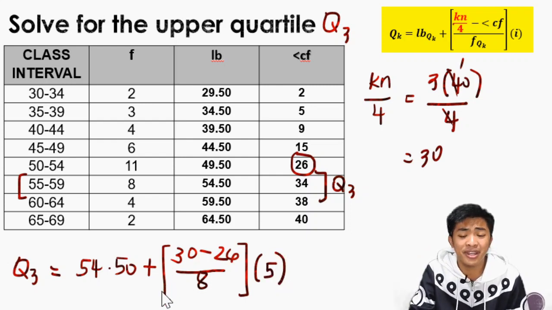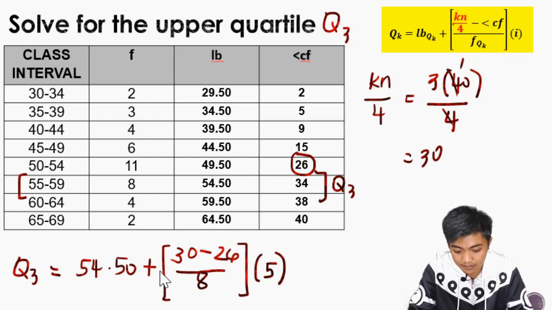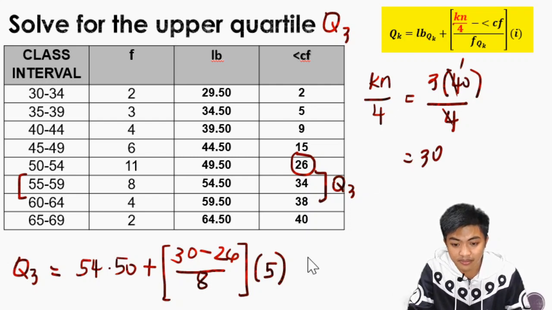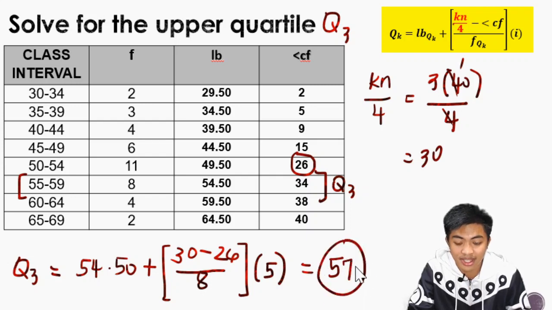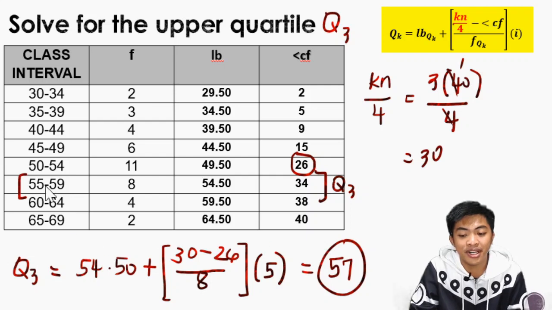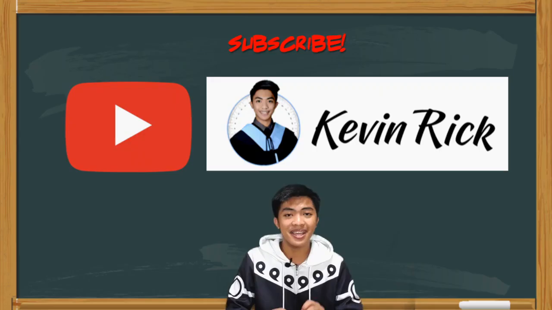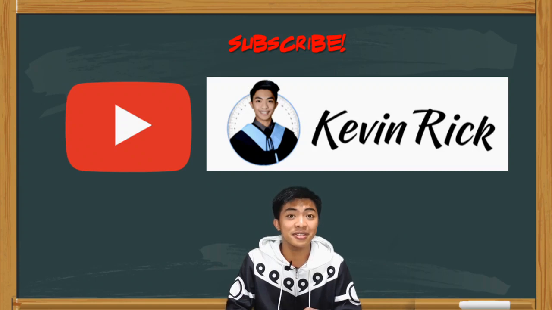Alright, now pwede na natin itong i-diretso sa calculator, input sa calculator. So, let's see. The third quartile is equal to 57. So, as you can see, 57, it is a number in this interval. So, tama ang ating sagot. So, ganun guys ang pagkuha ng percentile, decile, and quartile ng group data.